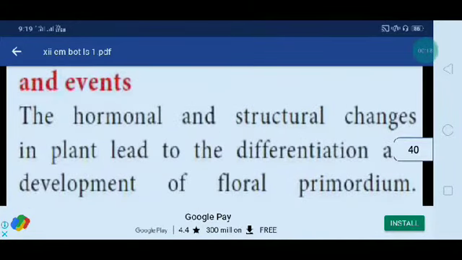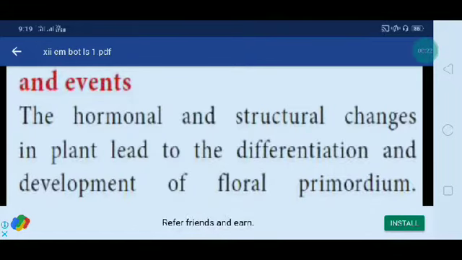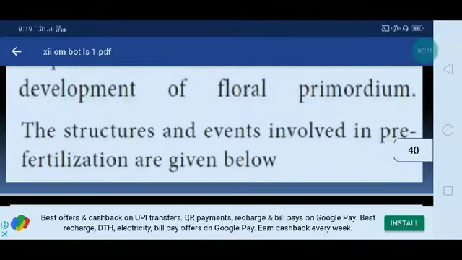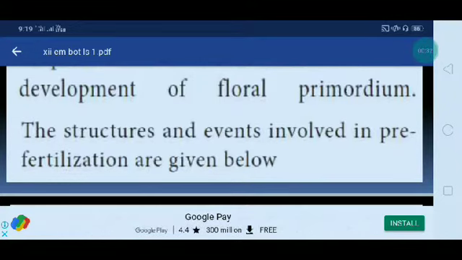So here the hormonal and structural changes in plants lead to the differentiation and development of floral primordium. It mostly occurs in pre-fertilization. The structures and events involved in pre-fertilization are given below.